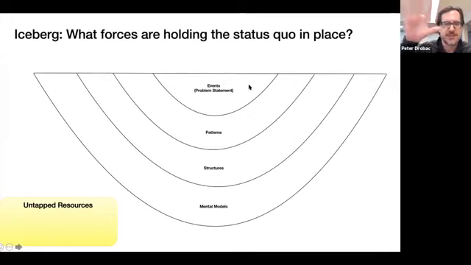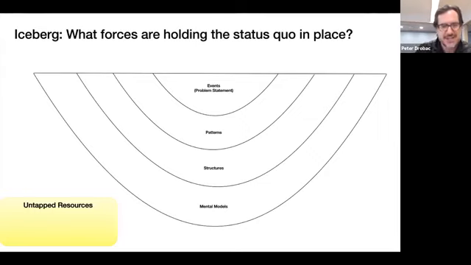If you want, you can also just stick your problem statement, if you've got one, right at the top, use that as a place to start, but work your way down: patterns, structures, mental models. Try if you can to at least get a couple of each in each layer. And I think that'll be an important start.